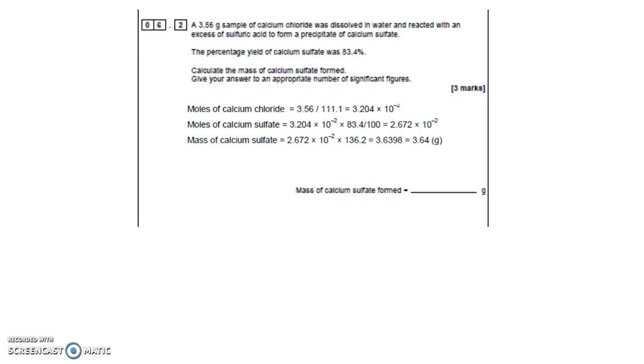moles is mass divided by relative formula mass. So the mass is the number of moles there that I've just worked out multiplied by the relative formula mass, and it comes out as the number of grams that I've got made.